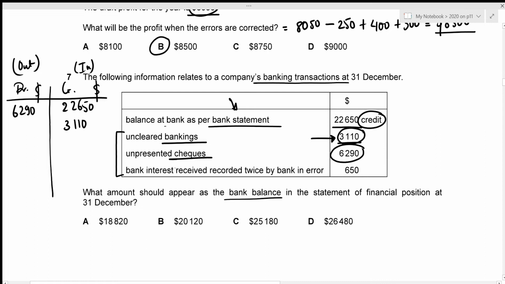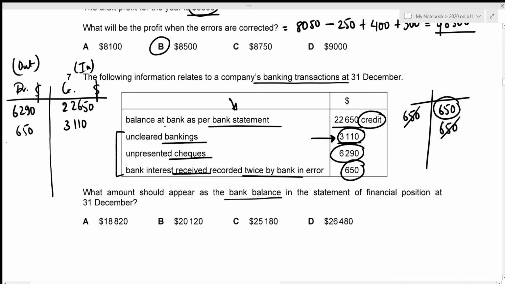Then we have bank interest received recorded twice by bank in error. And bank interest is being received, which would definitely act as the inflow to our bank account, right? So this 650 should have been credited once, but by mistake it was credited twice. So in order to cancel one out, we just need to record the same amount on the debit side so that one of these cancels with the one of these from the credit side, and our bank interest received will be 650 again. So we just need to record this value of 650 on the debit side.